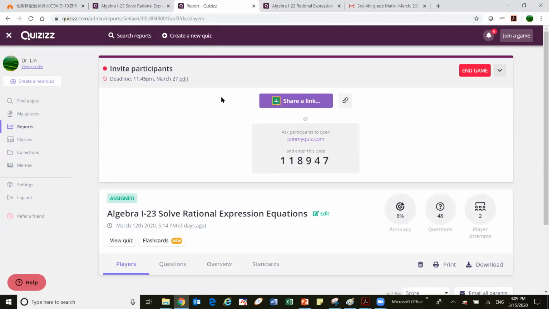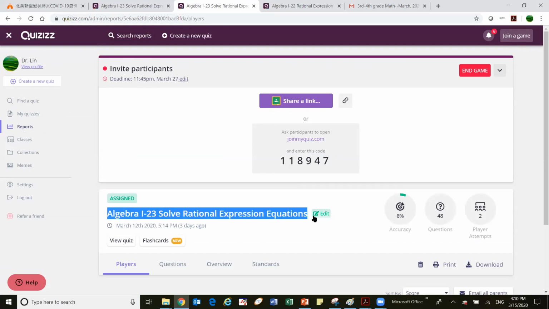Today's homework code is right here. Please check your home. 118947. Can you please write down this code? And we will solve rational expression equations.